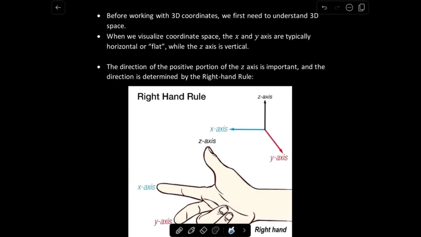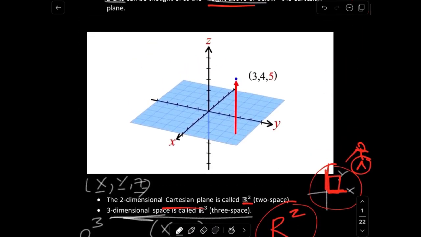Now, before we work with 3D coordinates, we first need to understand 3D space a bit better. So when we visualize the coordinate system, the x and y axis are typically horizontal or flat. When I mean visualize, I mean when you look at it, think about it, or even when you draw it. So the x and y axis you would have seen in this diagram here. By convention, we typically draw them flat or horizontal. So the x axis and the y axis look like that. So there's x, there's y, and then the z, we envision or view as the height above and below.